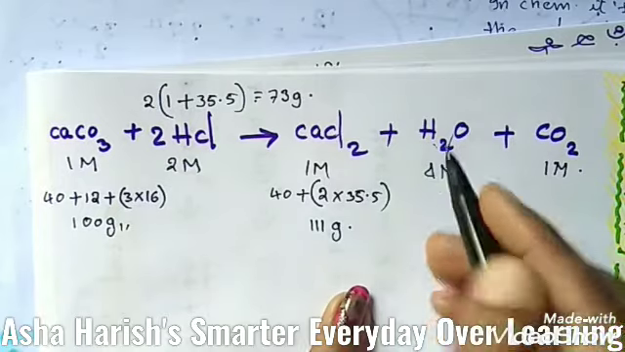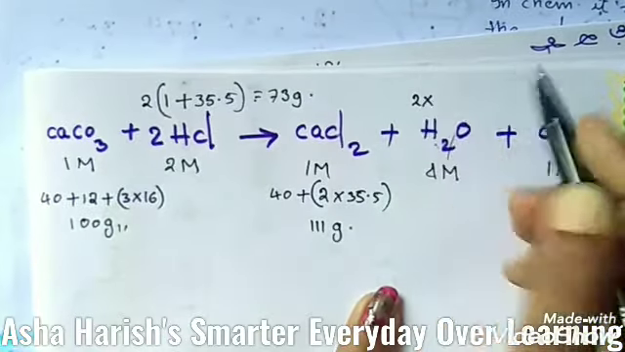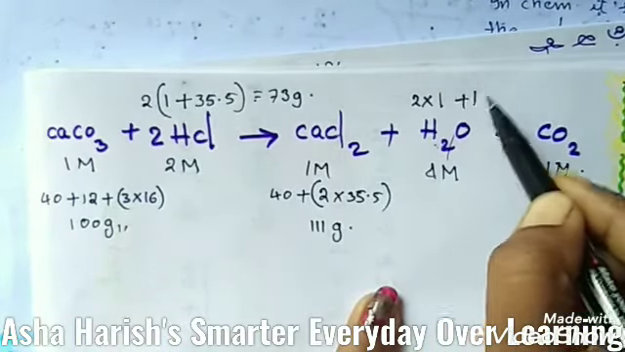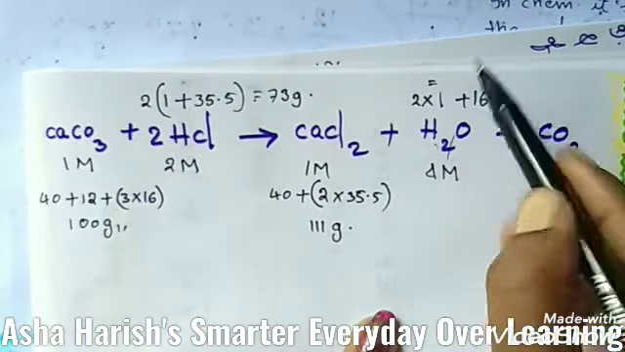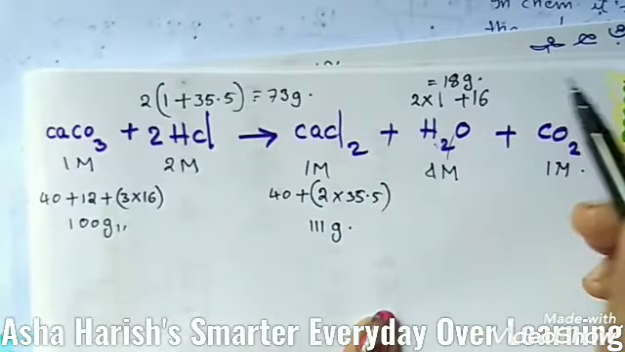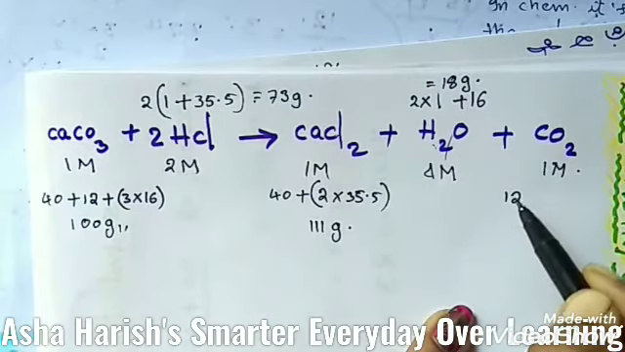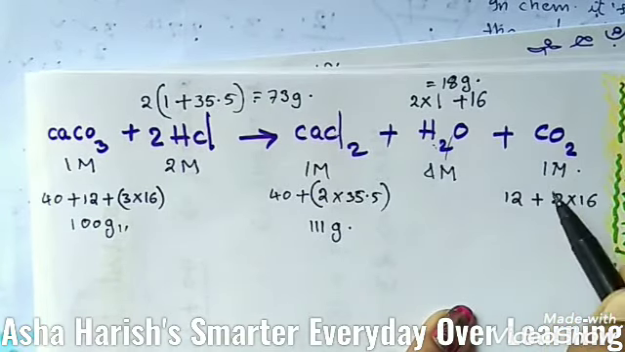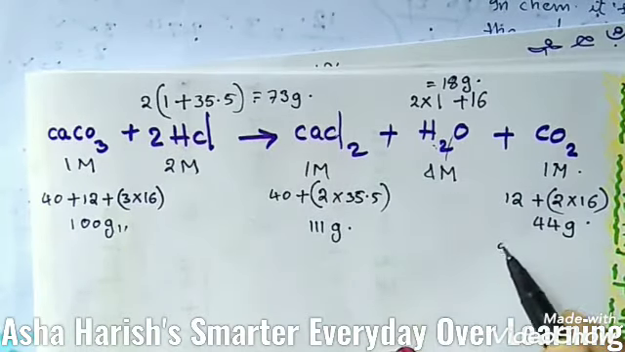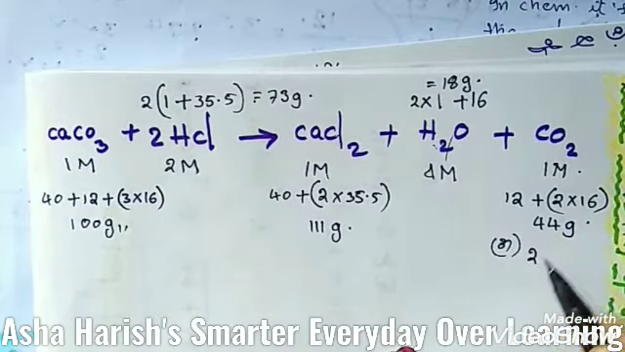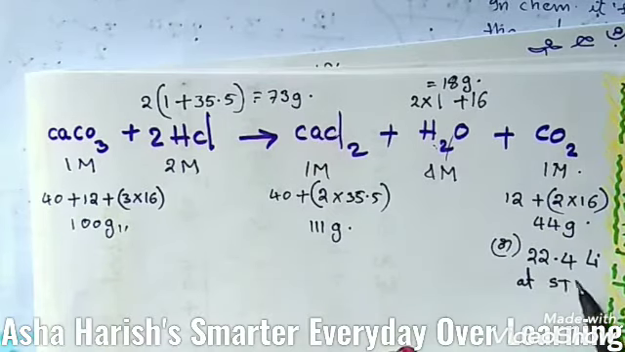Coming to water, here is 1 mole of water, so here 2 into 1 plus 16. Okay, 16 is the mass of oxygen and 2 hydrogen atoms, so 18 grams. Coming to carbon dioxide, here also 1 mole, and here carbon means 12 plus 2 into 16, 44 grams of CO2. Or this 44 grams we can also take as 22.4 liters at STP.